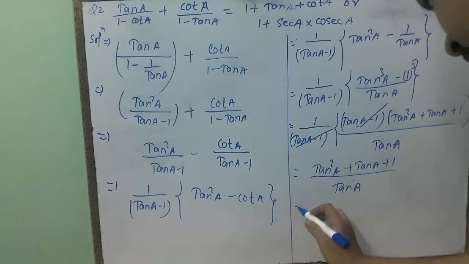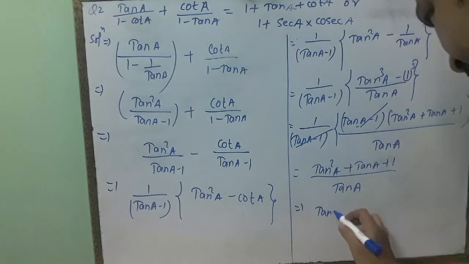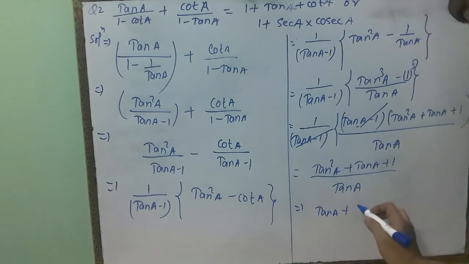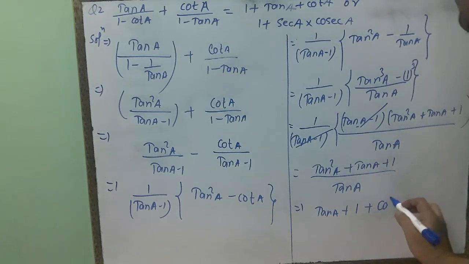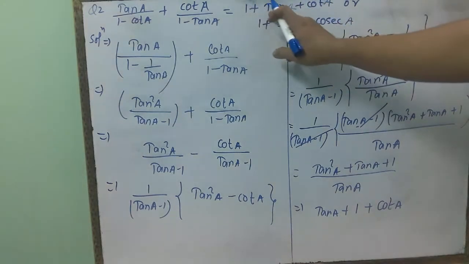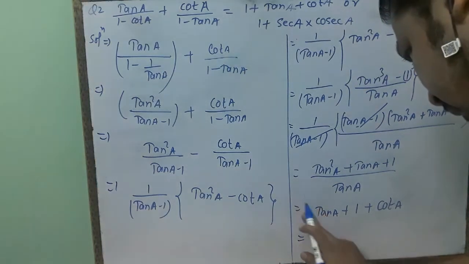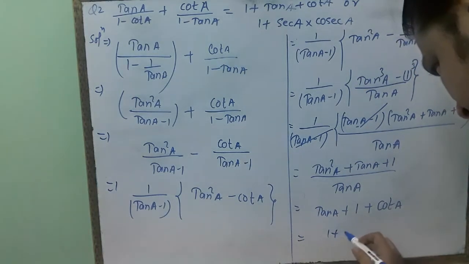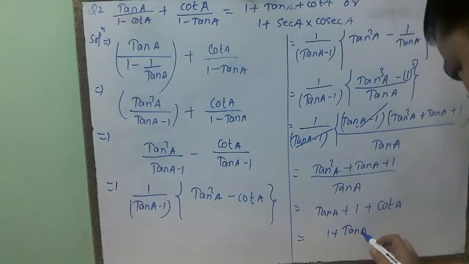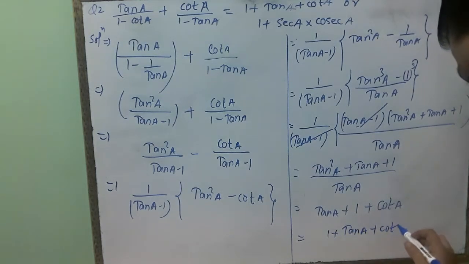Divide each term by tan A, so it will be tan A, plus 1, plus 1 by tan A, which is cot A. So one portion of this question has been proved: 1 plus tan A plus cot A. This is the first part of the proof.